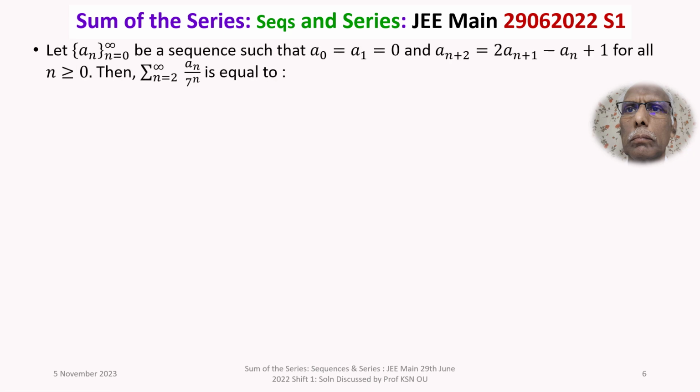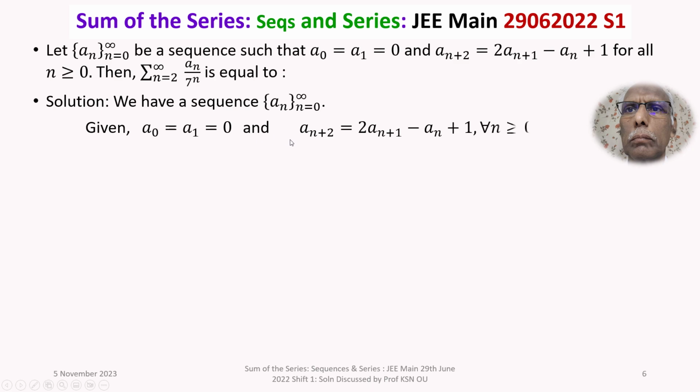We have the sequence a_n, n equal to 0 to infinity, whose first two terms a0 is equal to a1 is equal to 0, and we are given a recurrence relation a_(n+2) is equal to 2 times a_(n+1) minus a_n plus 1 for all n greater than or equal to 0. Now we are required to find the sum sigma n equal to 2 to infinity of a_n by 7 power n. Let us denote this sum as S, the sum of this series.